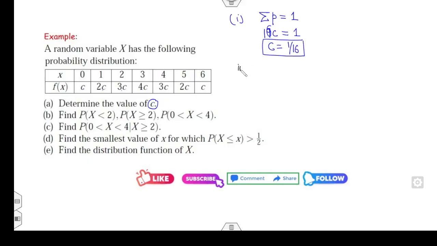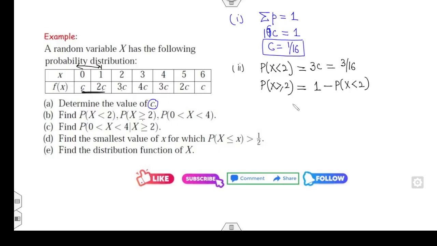Now look at the second part. Probability of x less than 2. If you look at that, for x less than 2, only the first two conditions are satisfied. The probability is 3 into c, and c is 1 over 16. The answer is 3 by 16. Next, x greater than or equal to 2. You can write it as 1 minus the probability of x less than 2, because the total probability is 1 and x less than 2 was already computed as 3 by 16. So the answer is 13 divided by 16.